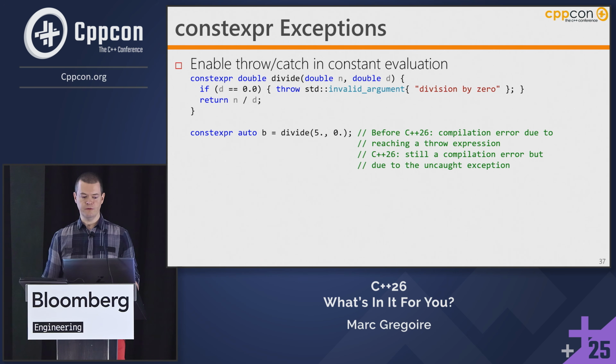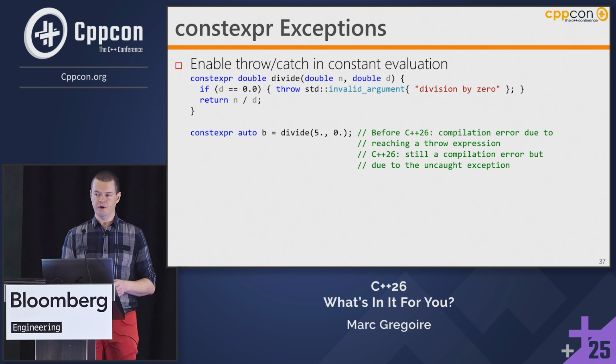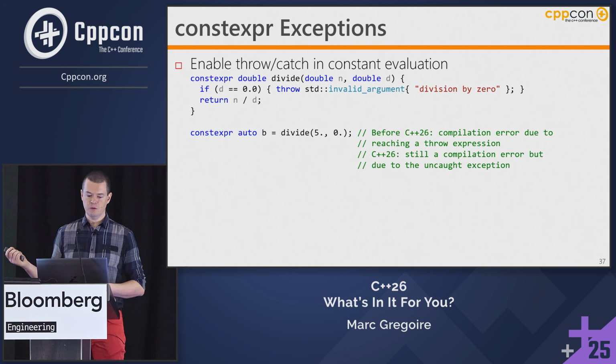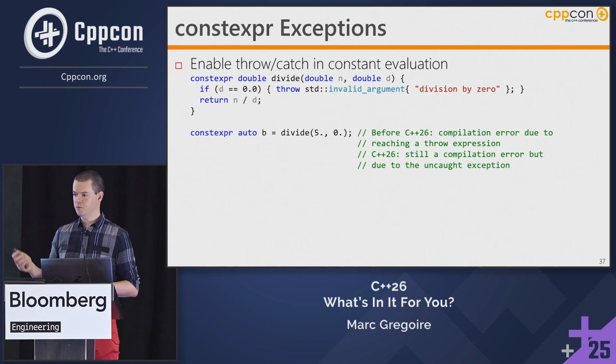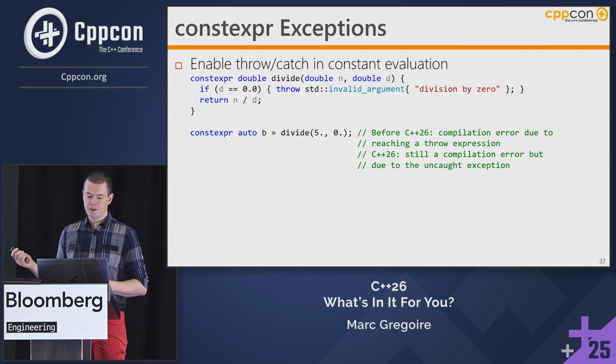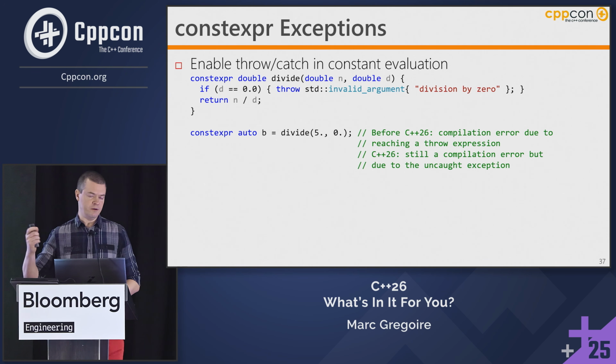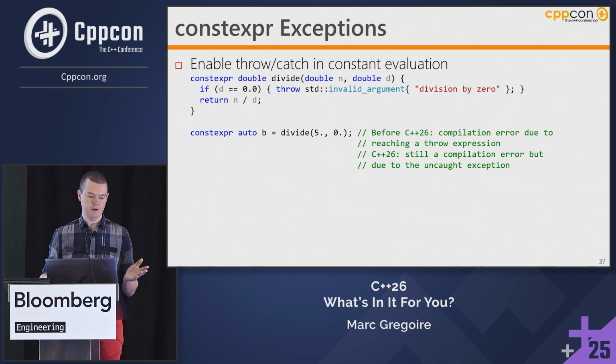So here we have a divide function. It throws an invalid_argument exception when you're trying to divide by 0. And if we call it with the arguments 5 and 0, before C++26, this will result in a compilation error because we are throwing during constant evaluation. With C++26, this will still result in a compilation error, but this time because we are throwing an exception and we are not catching it.